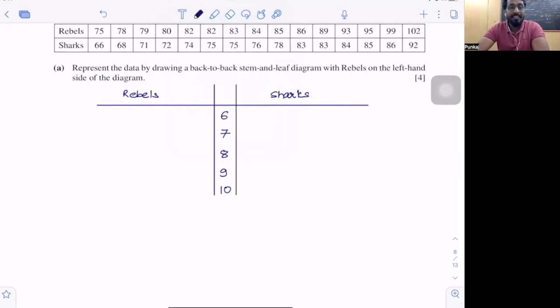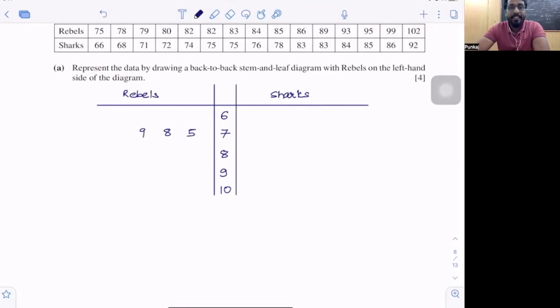So for rebels, it's 75, 78, 79. There is no value which starts with 6, right? There are no 60s in rebels. It directly starts from 7. So it's 75, 78, 79. So I write 75, 78, and 79. Okay. Same way, I'll go ahead.